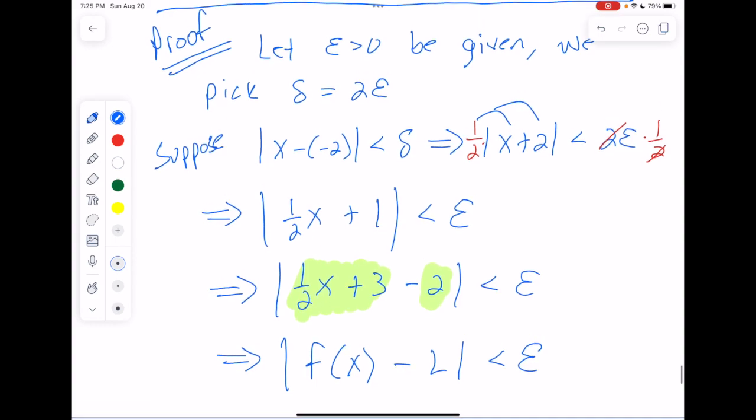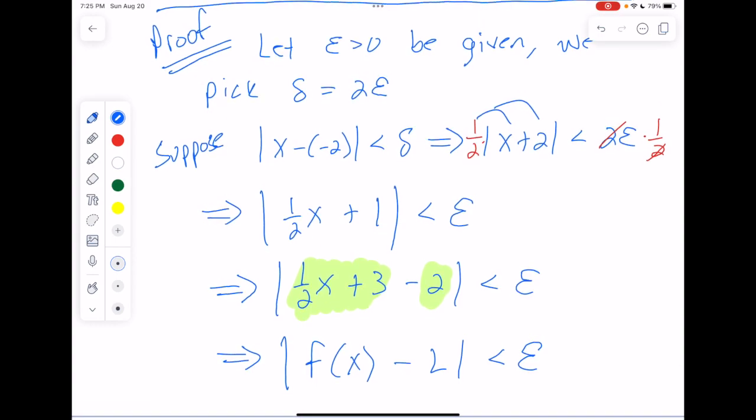So how did we win the game? They picked an epsilon greater than 0. We picked our delta to be 2 times epsilon. And then we showed that having x minus a less than that delta implied that f of x minus L is less than epsilon, which is what the precise definition of limit guarantees.